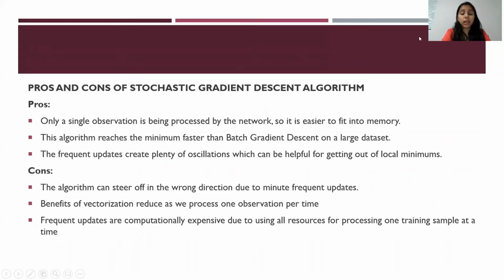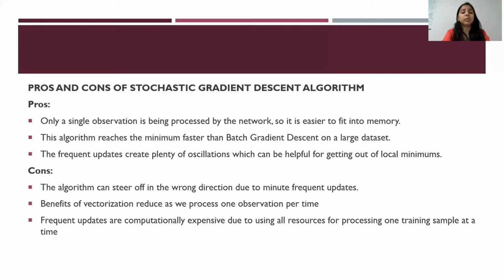The pros and cons of the stochastic gradient descent algorithm are as follows. In a stochastic gradient descent algorithm, only one observation is being processed by the network, so it's easier to fit into the memory. This algorithm reaches the minimum faster than batch GD on a larger data set because it computes faster compared to that. The frequent updates create plenty of oscillations which can be useful for getting out of local minimums.